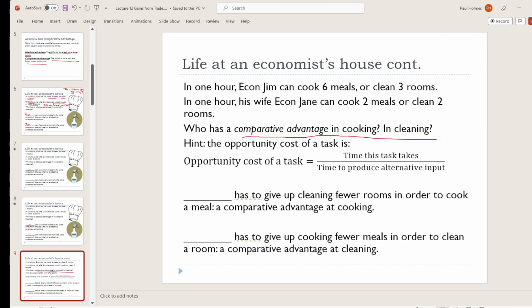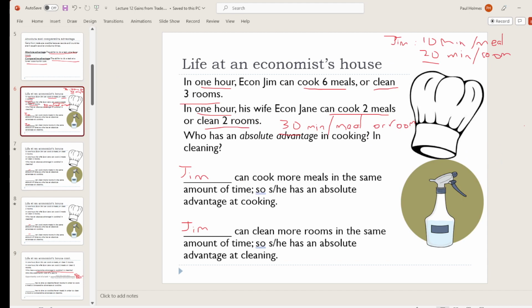On this slide, we're given a formula to calculate the opportunity cost. The time this task takes, well, it takes him 10 minutes to cook a meal. So the opportunity cost of cooking a meal is 10 minutes, the time it takes to cook a meal, divided by 20 minutes, the time it takes to clean a room. And this is 1/2, the same answer that we got by looking at our data here and saying in the 10 minutes it takes him to cook a meal, he could have cleaned half a room.